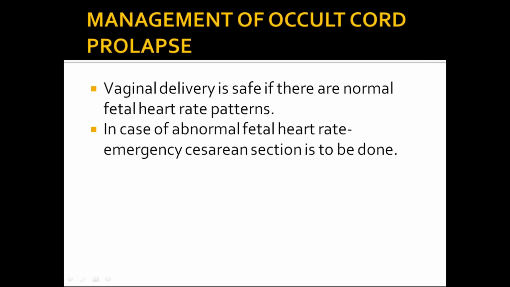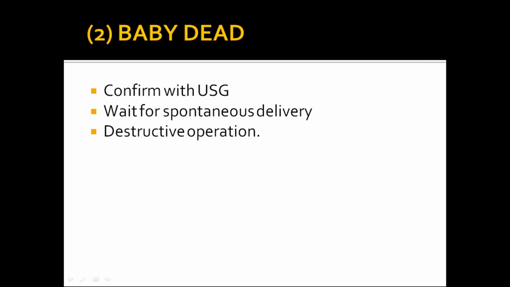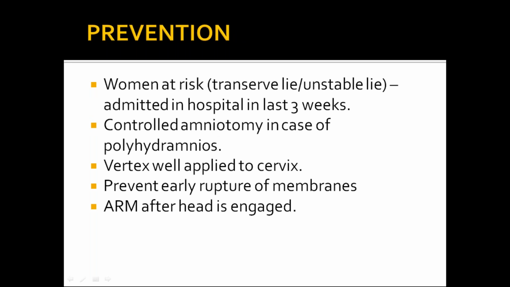And management of occult cord prolapse: vaginal delivery is safe if there are normal fetal heart rate patterns. In case of abnormal fetal heart rate, emergency cesarean section is to be done. If the baby is dead, confirm by USG. Without confirmation by USG, we are not supposed to announce that the baby is dead. Wait for spontaneous delivery, or we can go for hysterectomy operation.